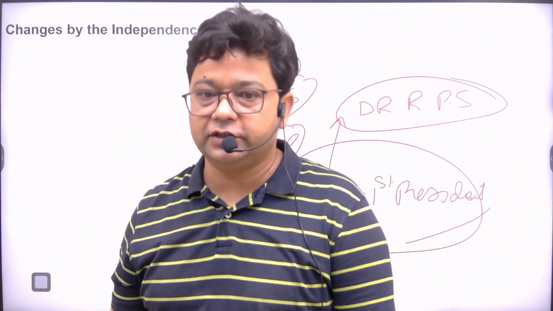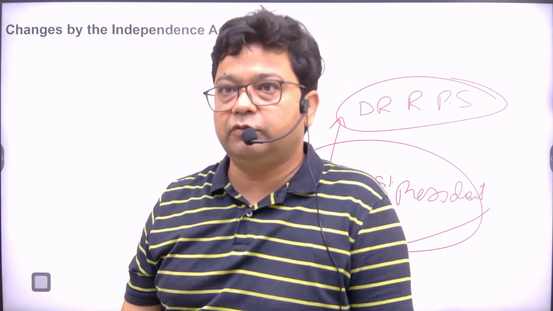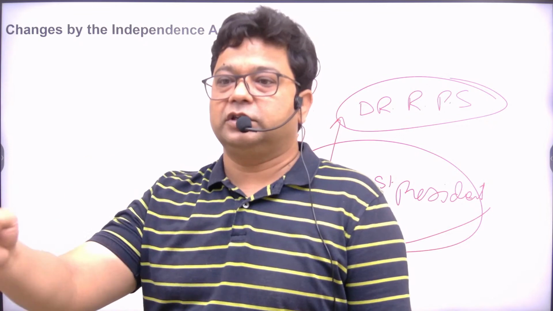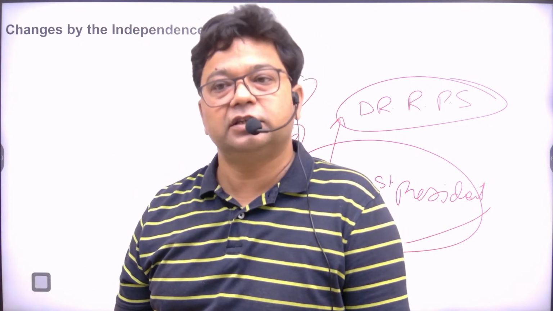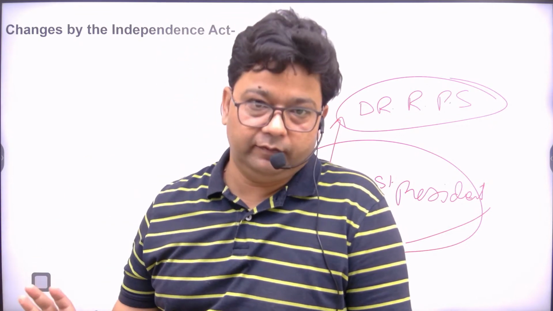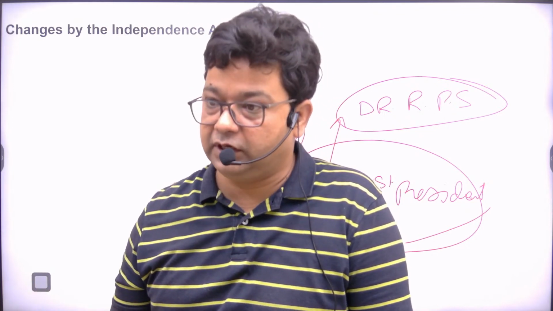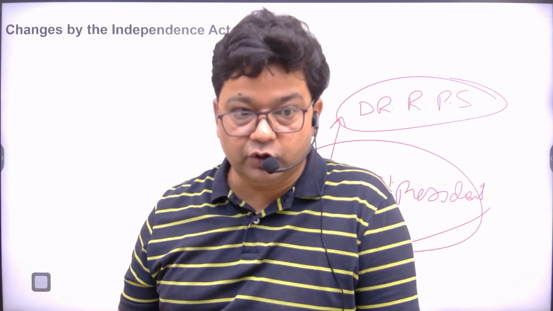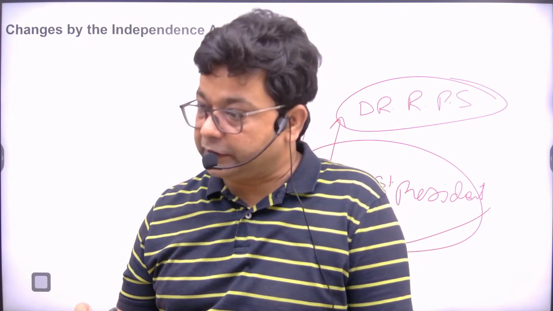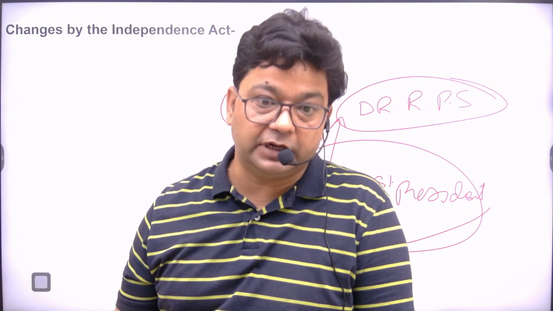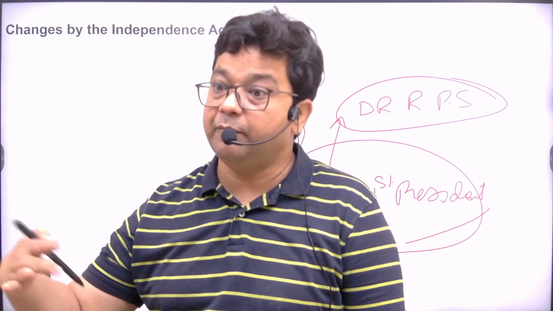And as soon as Dr. Rajendra Prasad was elected as first president of the assembly, Dr. Sachidanand Sinha ceased to exist as president of the assembly. That's why he was a temporary president. So whenever there is a question, you need to be very specific and clear whether the question is asking about temporary or permanent.